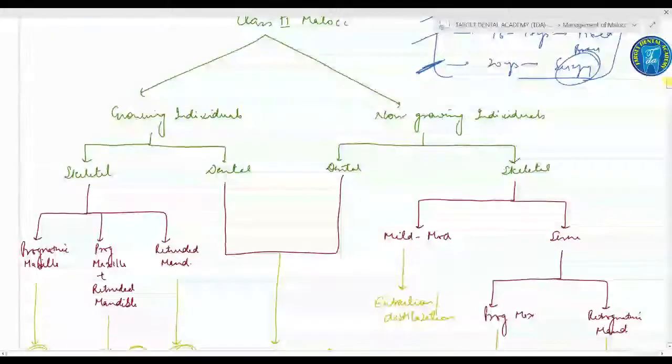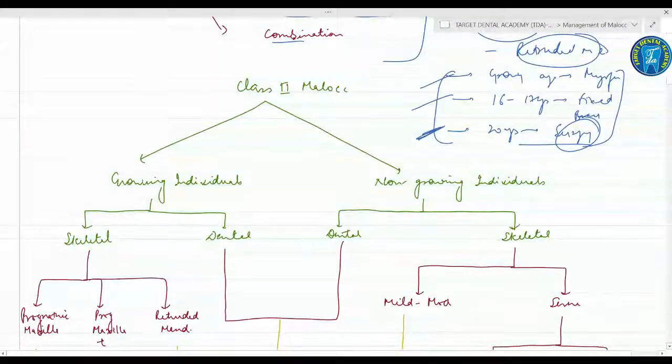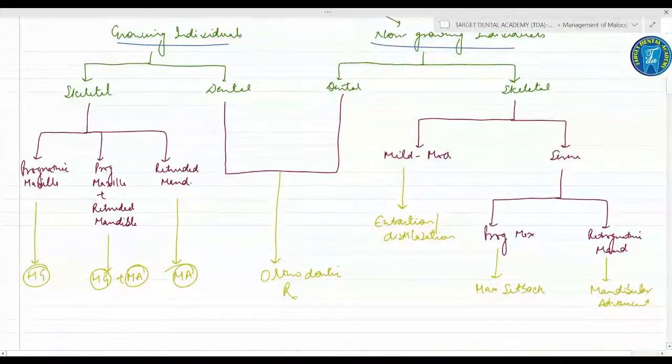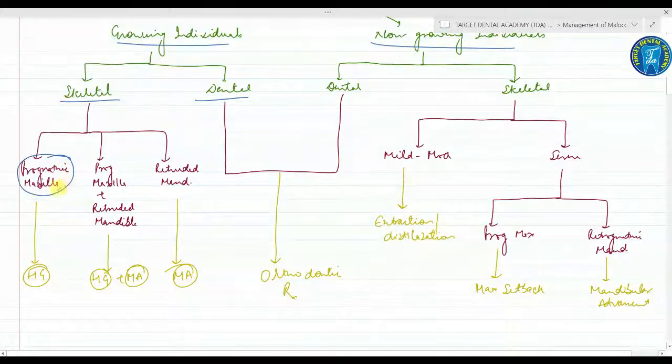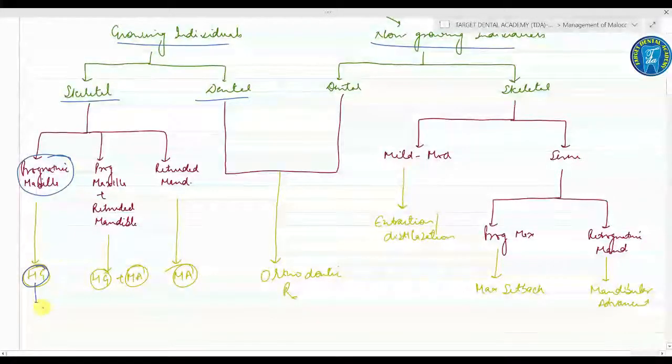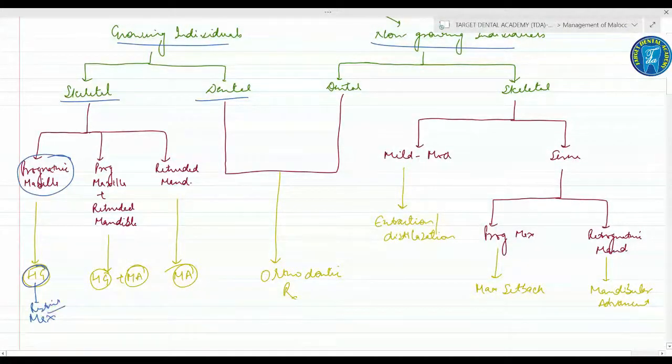Right? So after this, coming on to the management part. In class 2 malocclusion, you treat a malocclusion in a growing individual and in a non-growing individual. Let's discuss first the growing individual. In a growing individual, the class 2 malocclusion may be skeletal or dental. If it is due to a skeletal factor and the patient has a prognathic maxilla, in that case you will give the headgear. Why headgear? To restrict the growth of the maxilla.